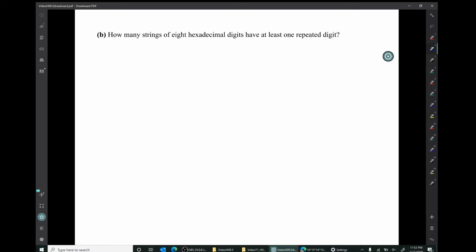But this is where the difference rule is handy. What we should do is we should count the total number of strings of 8 hexadecimal digits where repeating is allowed, and then subtract the number of strings that don't have any repeats. This might be clear if I introduce some symbols.